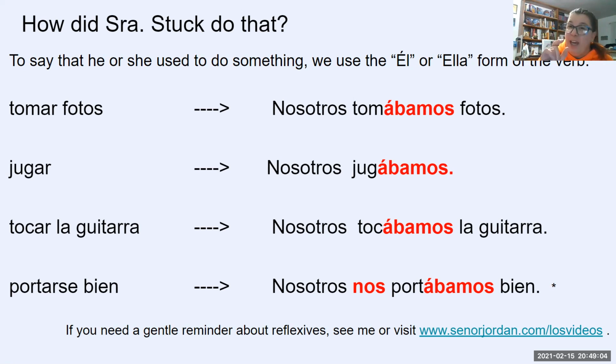This is the place where you can use the nos. It's being used as a reflexive pronoun. If you need a gentle reminder, come see me.